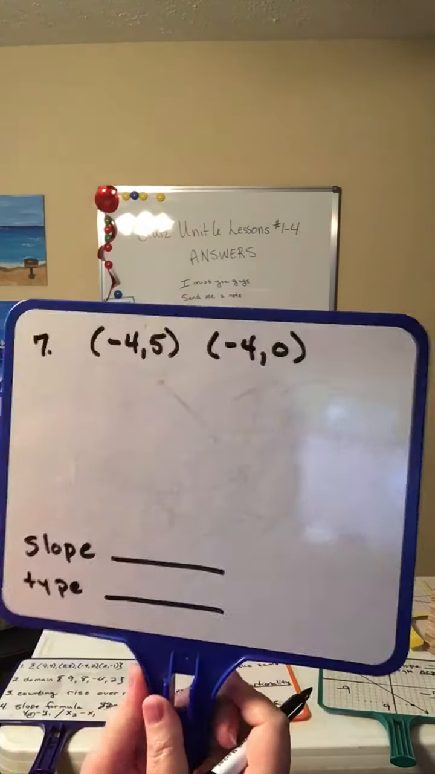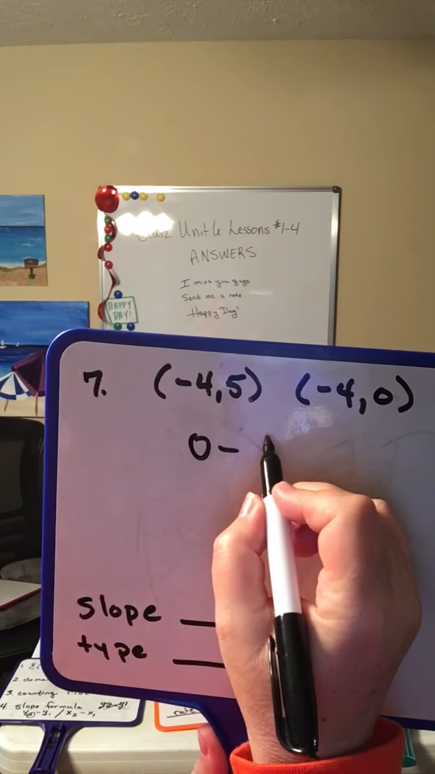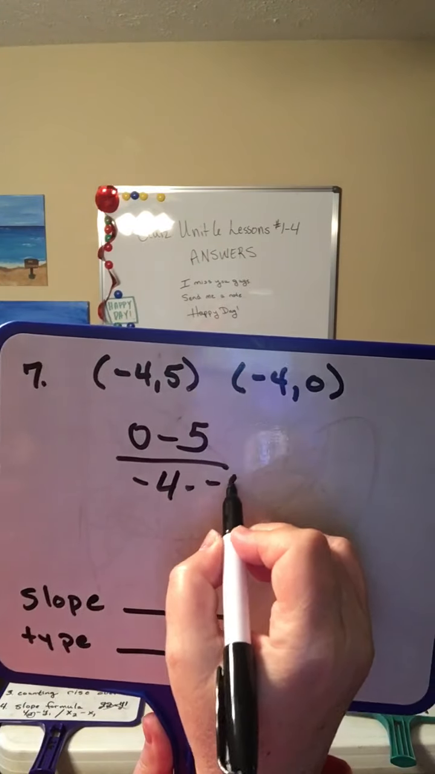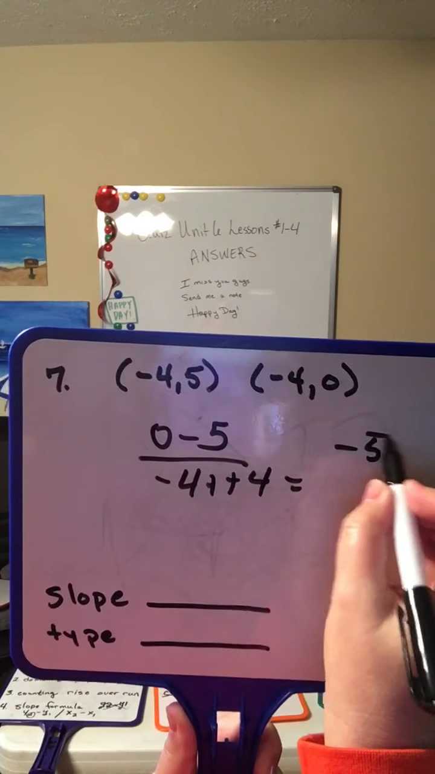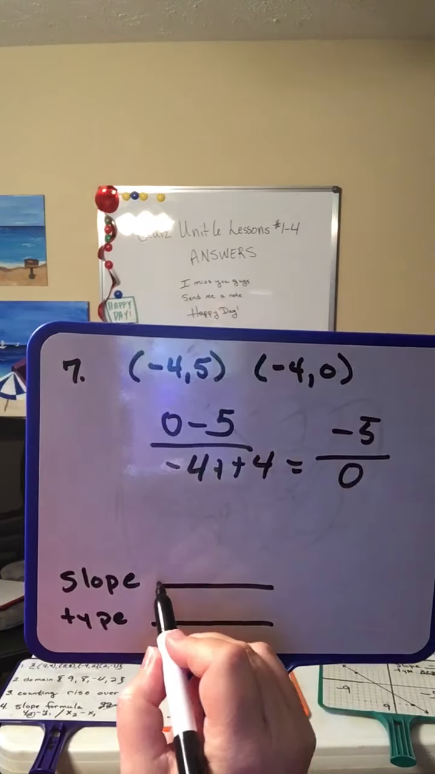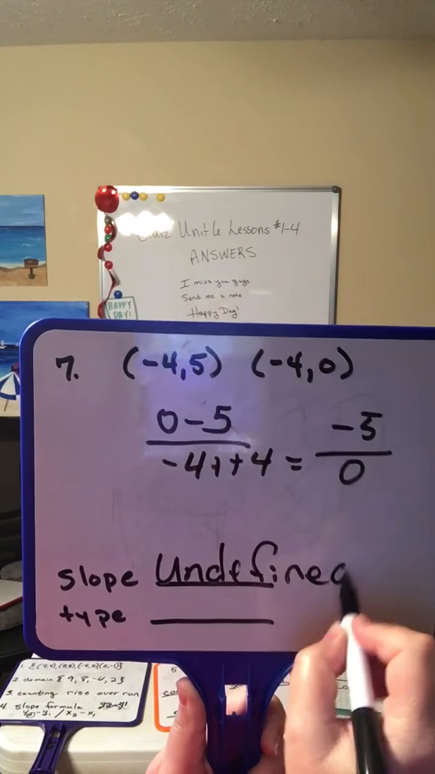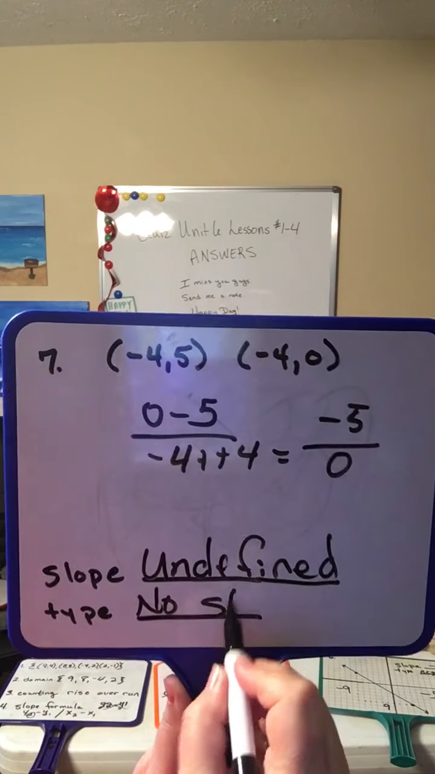All right, so we can do the same thing here. We would do y2 minus y1 over x2 minus x1. That would end up being negative 5 over 0. Same thing. The slope is undefined because I don't want to be a bear killer. And the type is no slope.